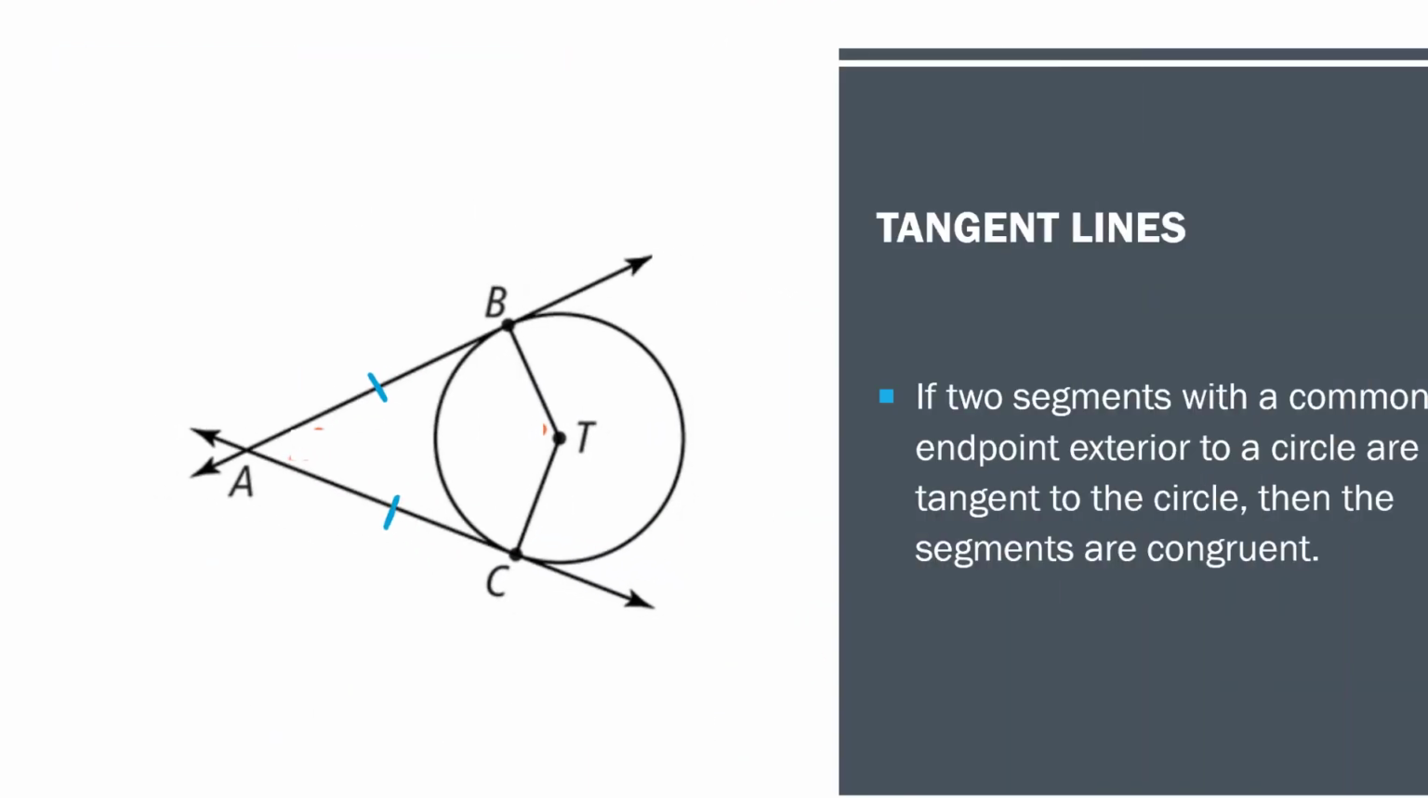If we have two segments that have a common endpoint, so in this case our common endpoint would be A, and that endpoint is on the outside or exterior to the circle, if they are both tangent to the circle, then the line segments are congruent. So I've identified AB, which is congruent to AC, by the little hash marks. Now remember, if they are tangent, then that means that we've actually created two right angle triangles.